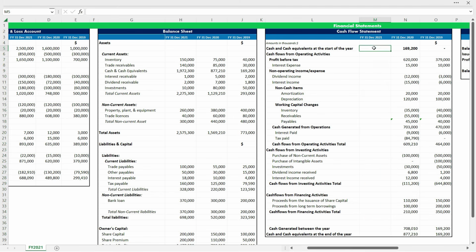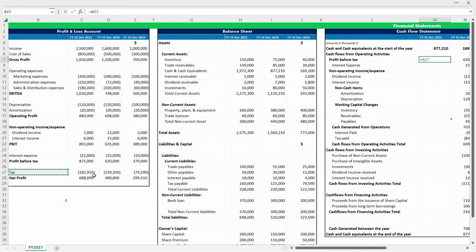So let us begin with cash and cash equivalents at the beginning of the year, and you know that this is cash and cash equivalents value at the end of last year. That is going to be the beginning value for this year. And now profit before tax is coming from the profit and loss statement, and if I can see, I will have to scroll a little to the right.